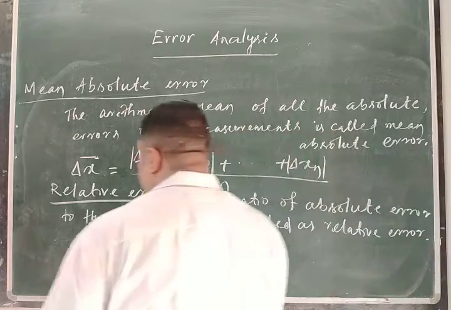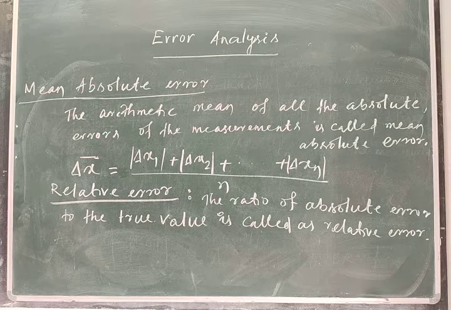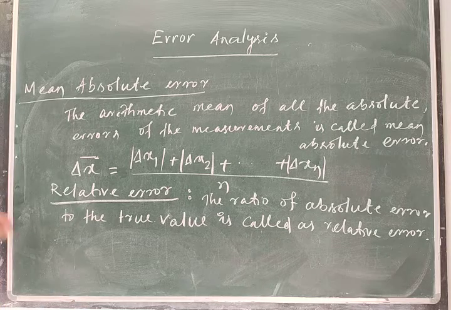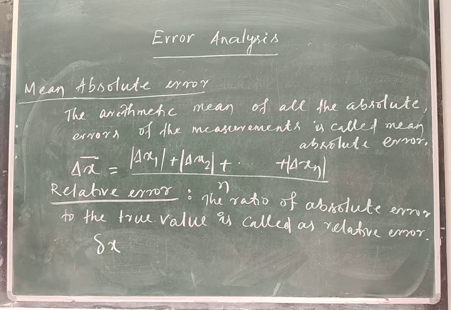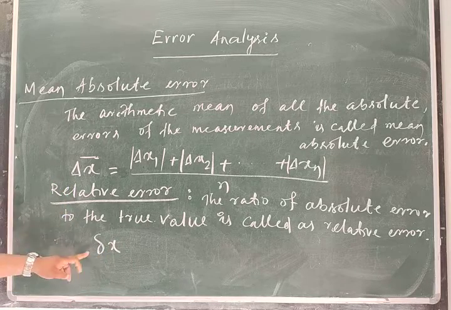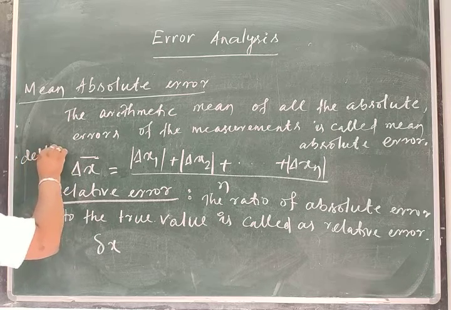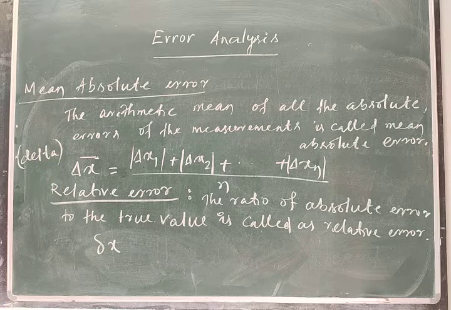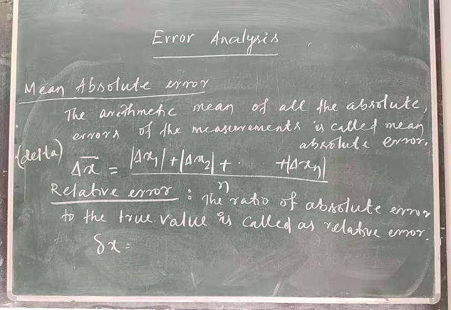It's called the relative error. Clear? So to write this one, let me write this relative error. The symbol you generally take for this is small delta, delta x. This is generally written as a small delta, this is capital delta. Read as delta. So delta x is equal to the ratio of absolute error to the true value.